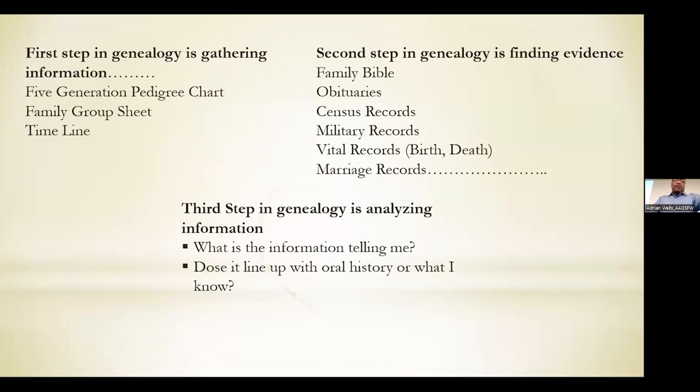So the first step in genealogy is gathering information. You can gather this information using your 5-generation pedigree chart, family group sheet, and a timeline is another thing that you utilize when you're gathering information. Then your second step in genealogy is finding evidence. You can find evidence in family Bibles, obituaries, census records, military records, vital records, and marriage records. And then the third step in genealogy is analyzing the information. So what is the information telling me? These are questions you want to ask yourself. Does it line up with oral history for what I know?